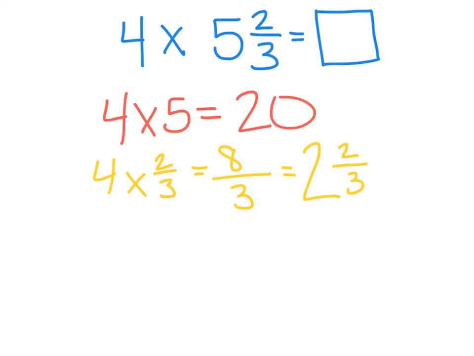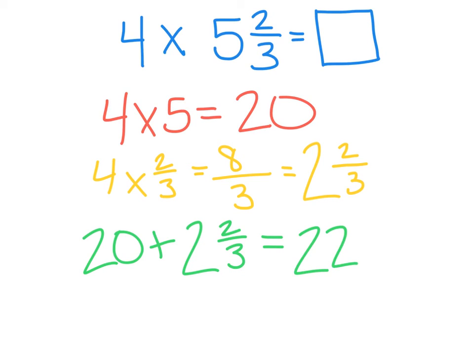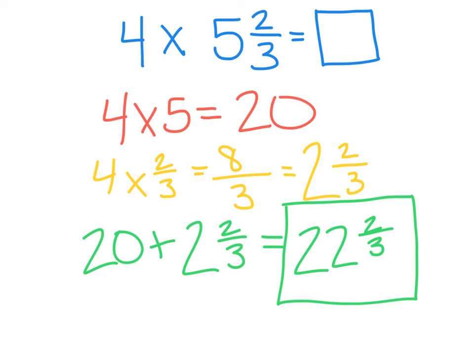All right, my third step in my algorithm is to combine the parts from step 1 and step 2. So I have 20 plus 2 and 2/3. 20 plus 2 equals 22. And my fractional part comes along for the ride, 2/3. So my solution is 22 and 2/3.